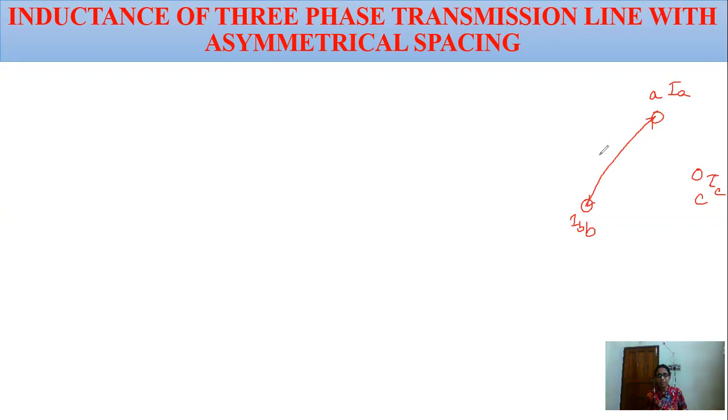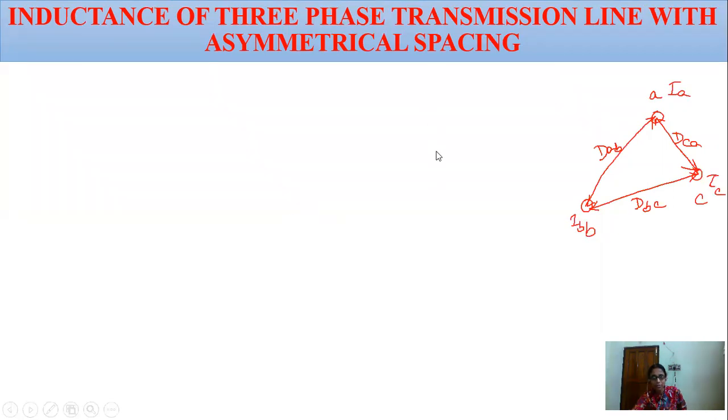And this distance will be a straight line, not a curve: DAB, DBC, DCA. We have to consider here the distance between the centers of any two conductors. Just like that. And the radius of each conductor is written as R.